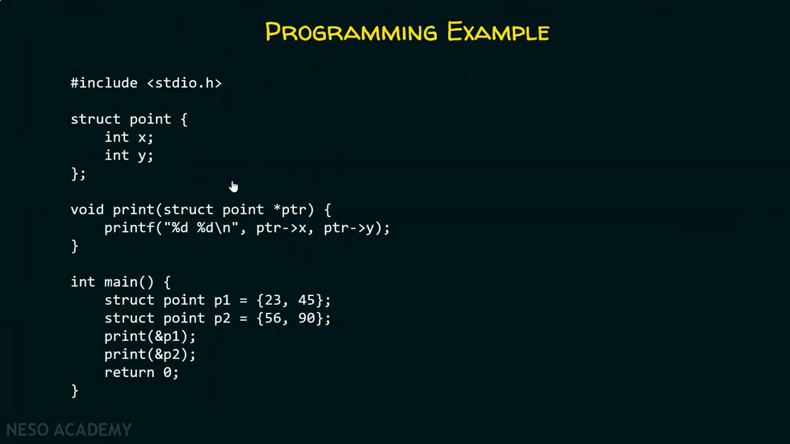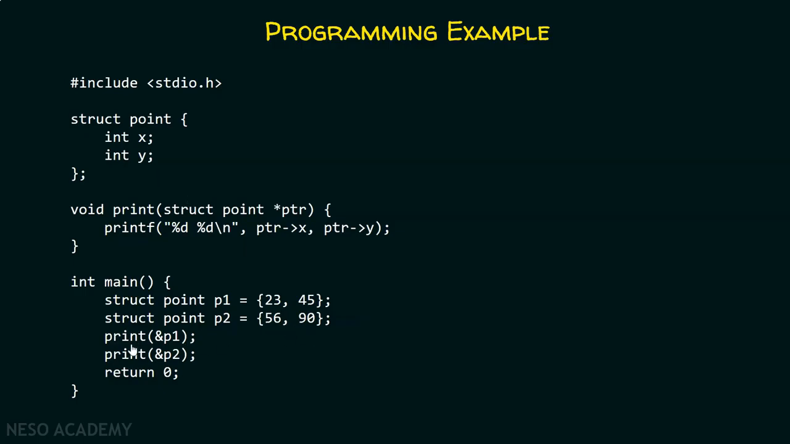I'm considering here the example where I'm passing the addresses of P1 and P2 to this print function one by one, and then I will access the members within this print function using the pointer. Here you can see I have declared P1 variable of type struct point. This P1 variable is initializing the members, that is X and Y, with these values, that is 23 and 45. Similarly, P2 variable is also initializing these members with these values, that is 56 and 90.